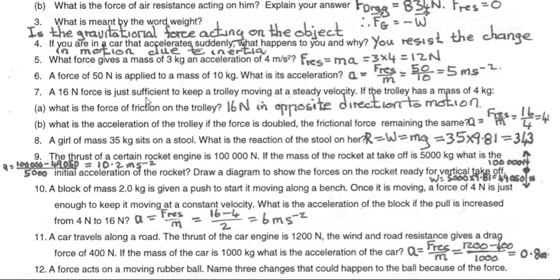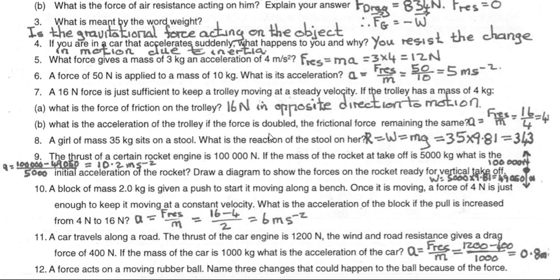7. A 16 newton force is just sufficient to keep a trolley moving at a steady velocity. If the trolley has a mass of 4 kg, what is the force of friction on the trolley? Well, because it's moving at a steady speed, then the resultant force is 0. Therefore, there must be a 16 newton force in the opposite direction to the motion, which is the friction.